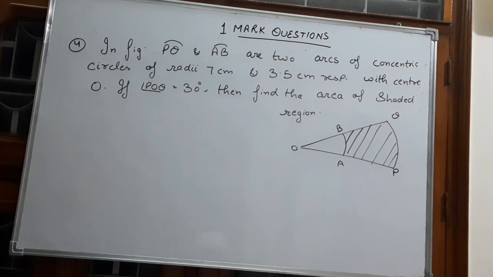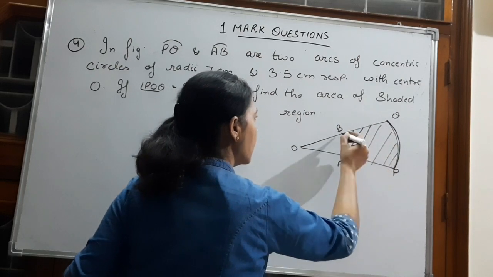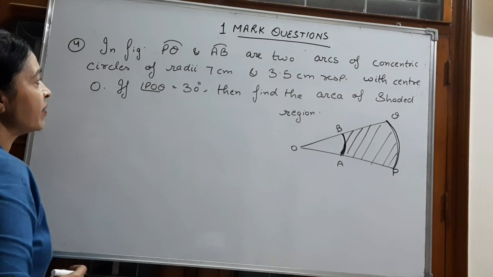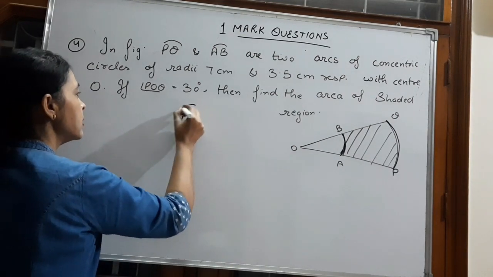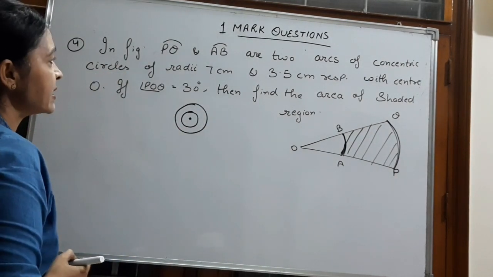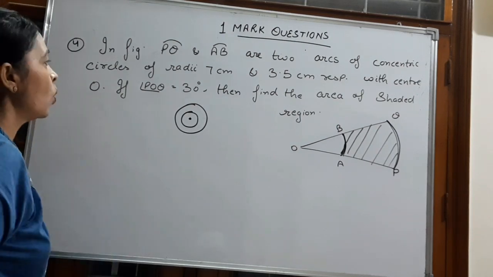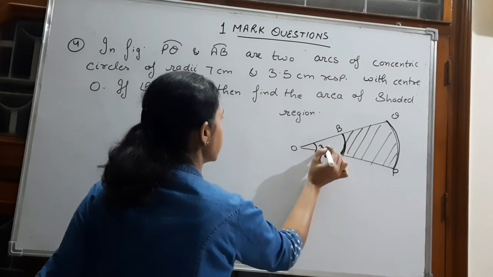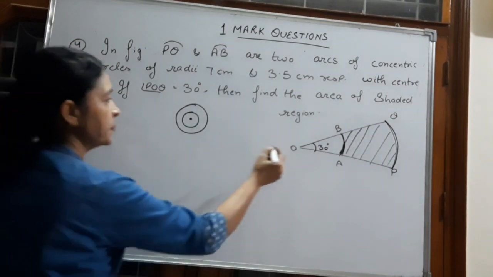And the figure, PQ and AB are two arcs of concentric circles. Concentric circles means two circles with the same center. Concentric circles of radii 7 cm and 3.5 cm respectively with center O. Angle POQ is given as 30 degrees. What we have to find? We have to find the area of the shaded region.